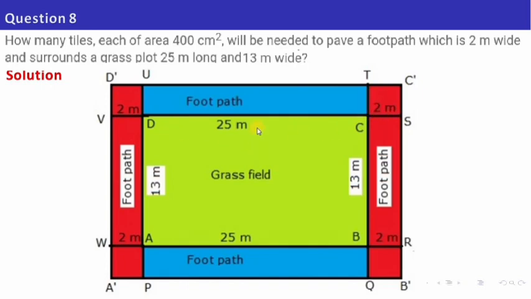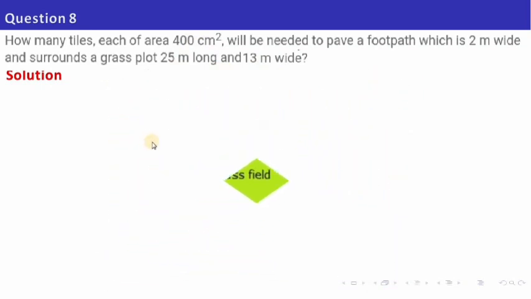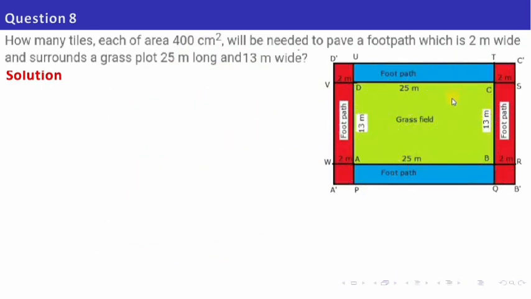And what is the dimension of the grass field? It is given that the length is 25 meter and the width is 13 meter. So this is 13 meter and this is 25 meter, that's what is given to us. And the width of the path is given to be 2 meter. Now the question is asking you to find how many tiles are required to cover this particular footpath. So I'll just draw a smaller version of this diagram. So I have drawn a smaller version of the diagram.